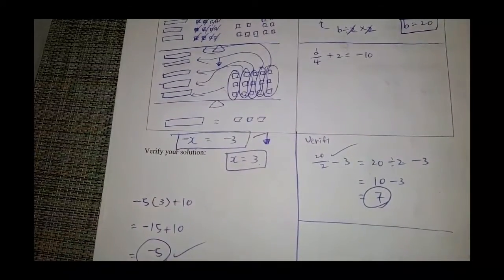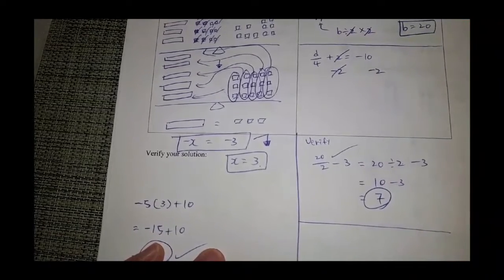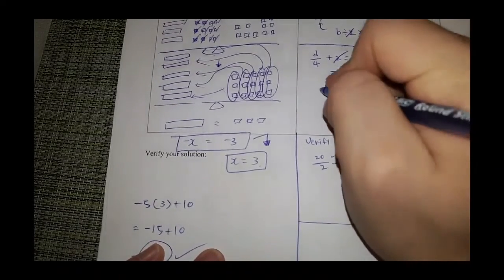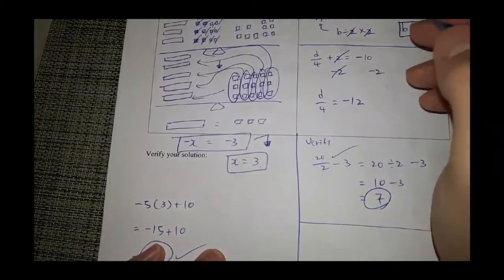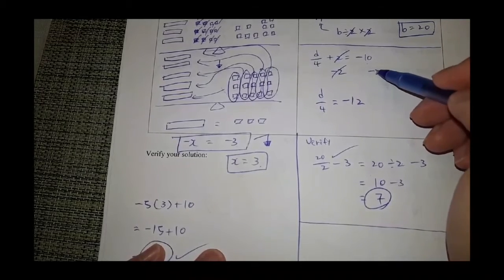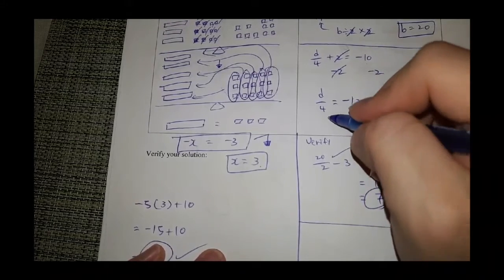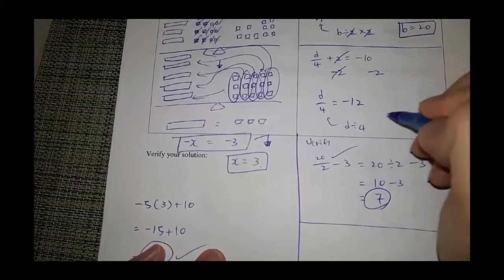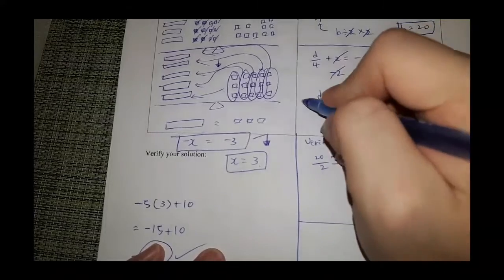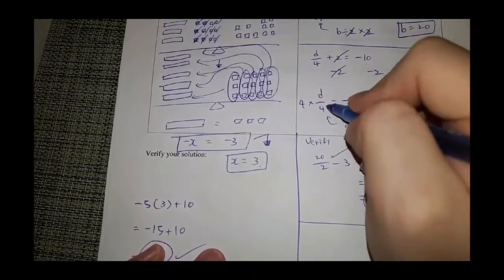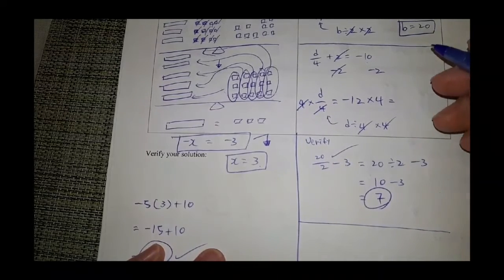Next example, d over 4 plus 2 equals negative 10. Same thing: get rid of the integer or constant term first. So d over 4 is equal to negative 10 minus 2, which is negative 12. It's like on the number line, you're going 10 to the left and 2 more to the left, so 12 to the left in total. Then d over 4 is a fancy way of saying d divided by 4, so I have to multiply by 4 to isolate the variable, on both sides. Then what we have is d is equal to negative 12 times positive 4.